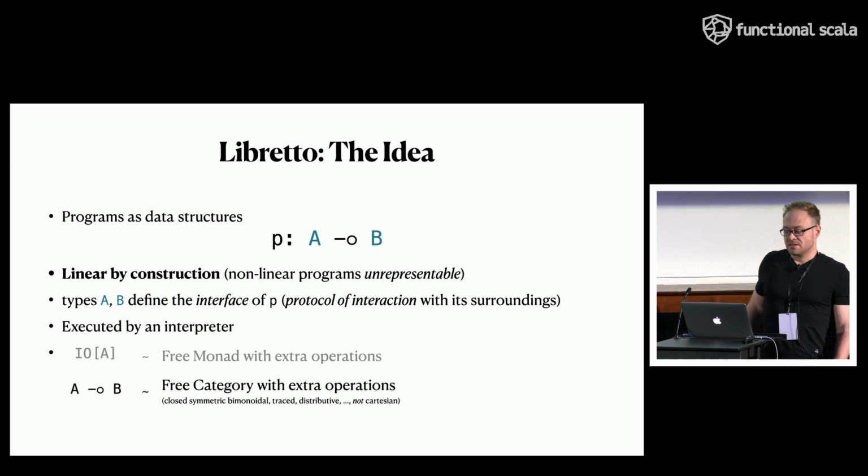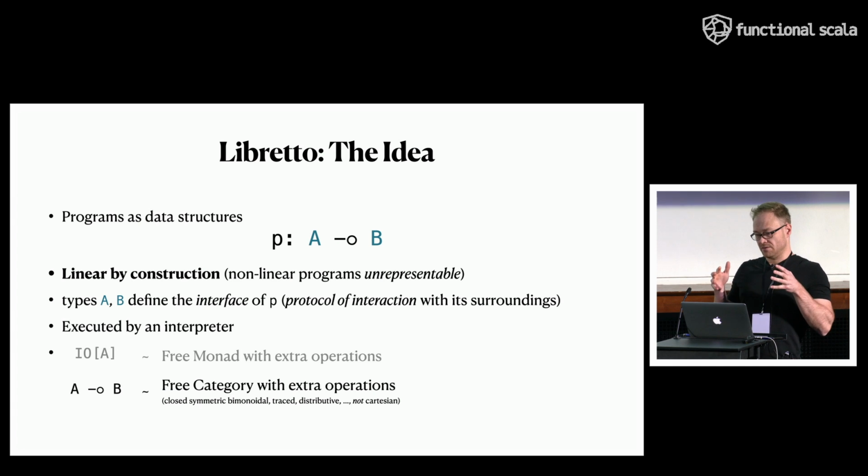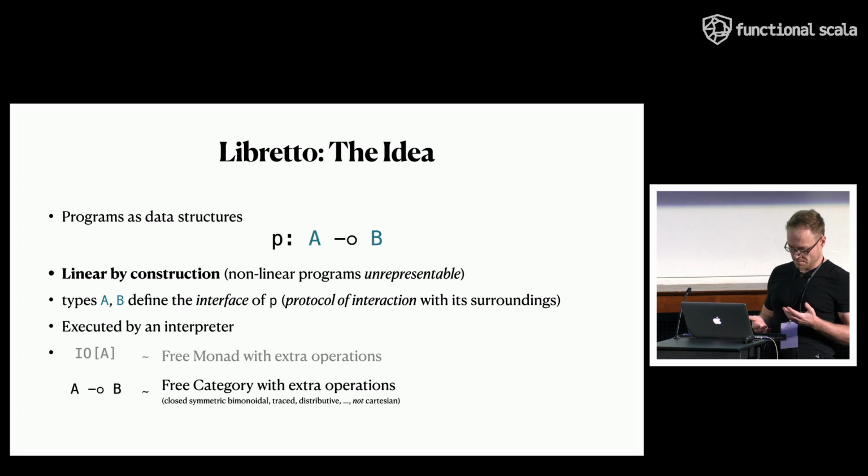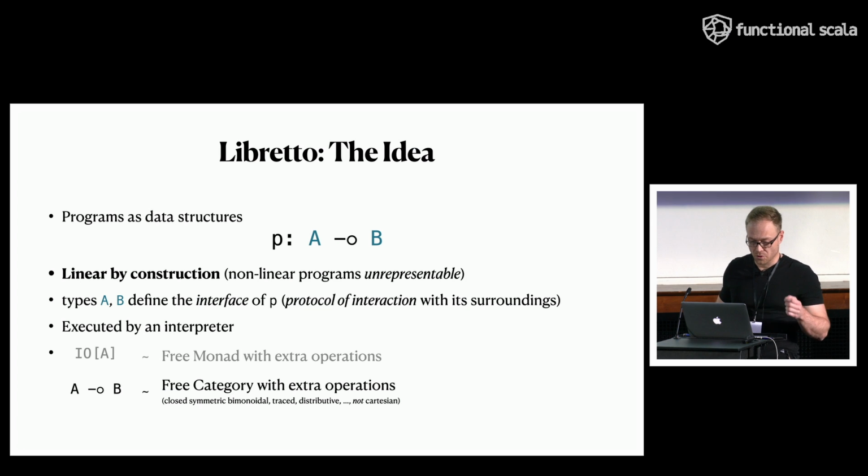So we know that Scala does not support linear types, but let's play with this idea of representing programs as values. Right? We first assemble a blueprint, and then later it is executed by the runtime. Similar to, say, the I/O monad, except in Libretto we want more. First, we want a true blueprint that is not something that has already captured live resources from a running program. And crucially, we want the data structure representing our programs to make nonlinear programs unrepresentable.